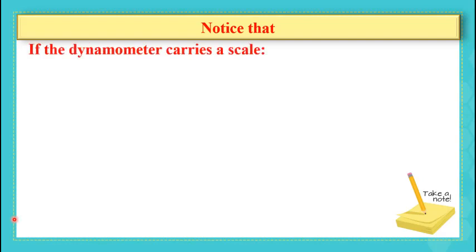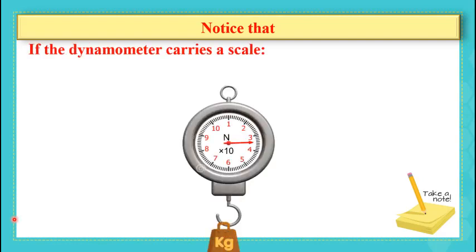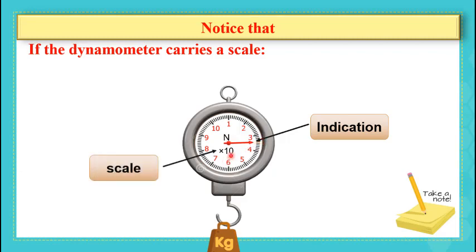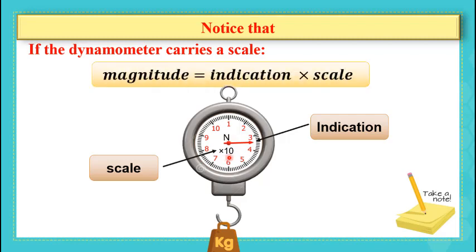Notice that if the dynamometer carries a scale, like this dynamometer, it carries a scale times 10. This is the indication of the dynamometer, which is approximately 3.5. And this is the scale carried by this dynamometer. In this case, the magnitude of the force is equal to the indication times the scale. Then, the magnitude of the force measured by this dynamometer, in this case, is equal to 3.5 multiplied by 10, which gives us 35 Newton.